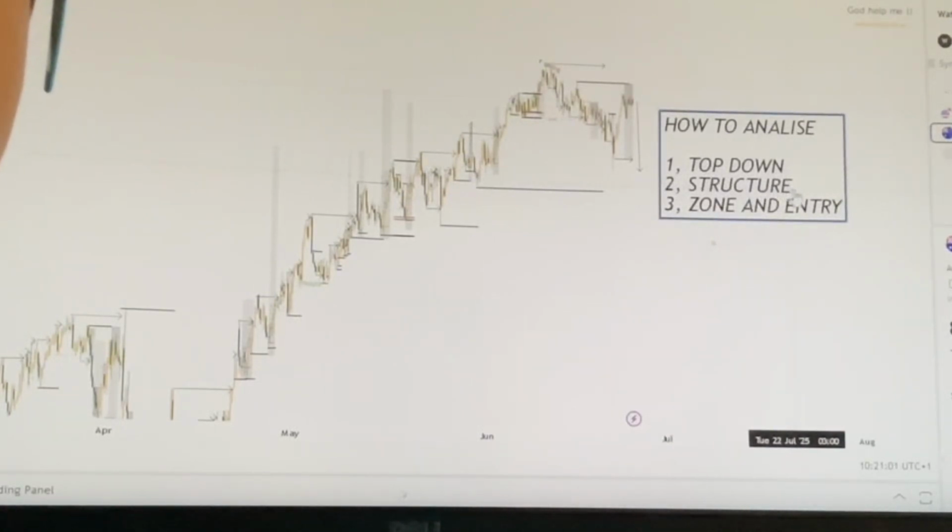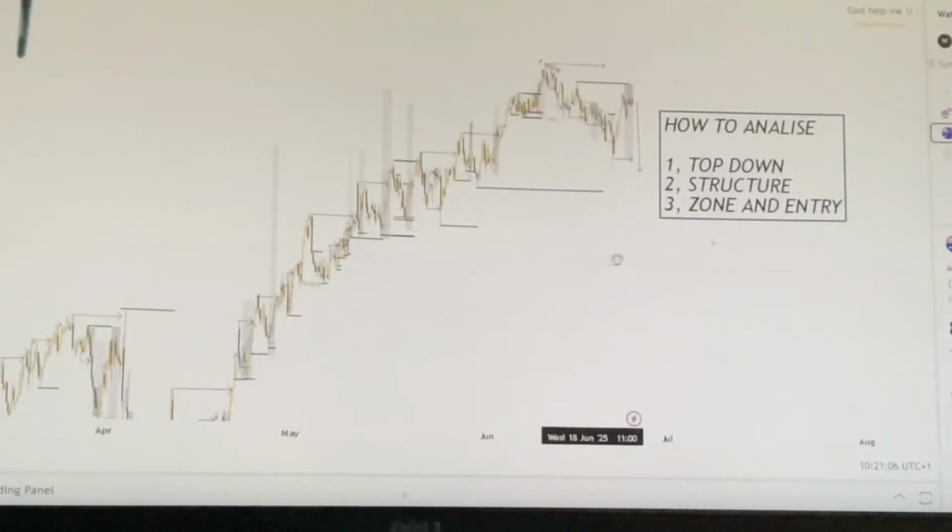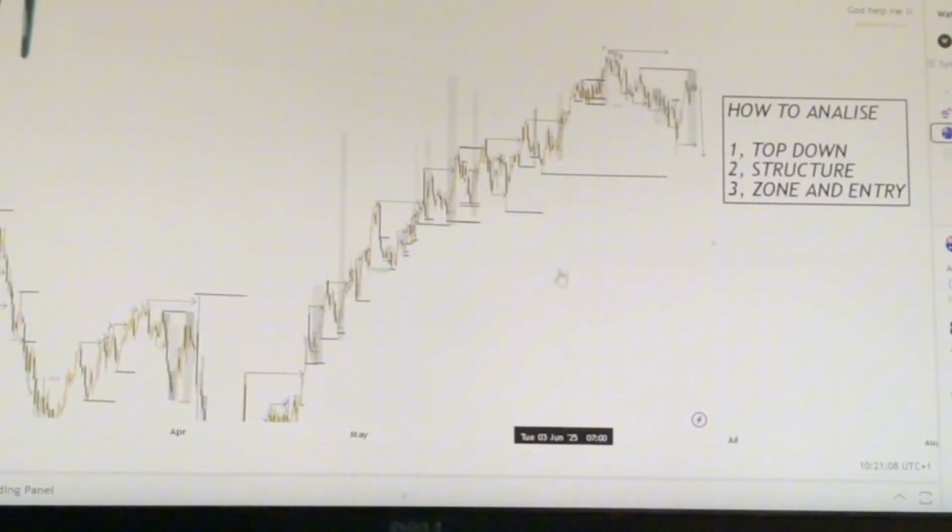Now the second one is the structure, right? I've told you about this top down, I've told you about structure. Then zones. How do you know the zones that you enter in a market? That one is very simple too.